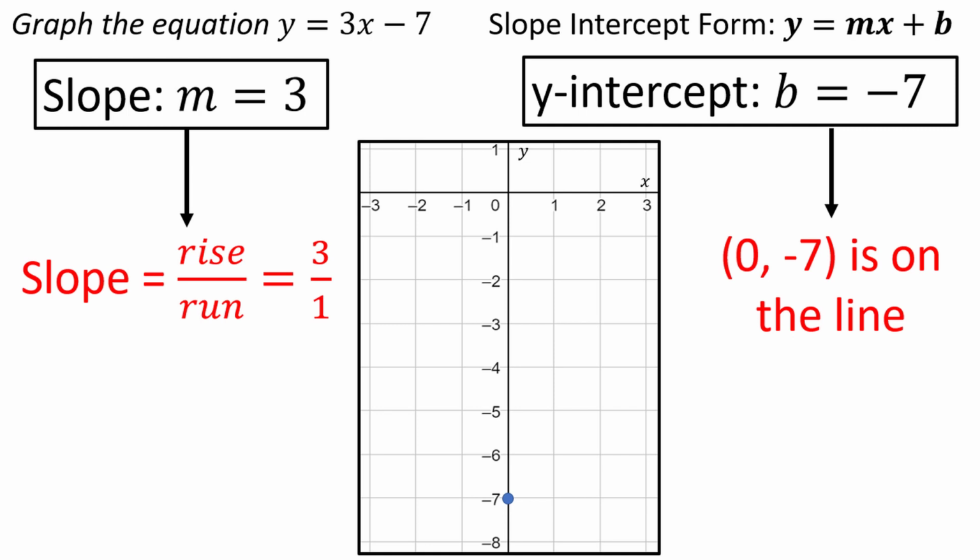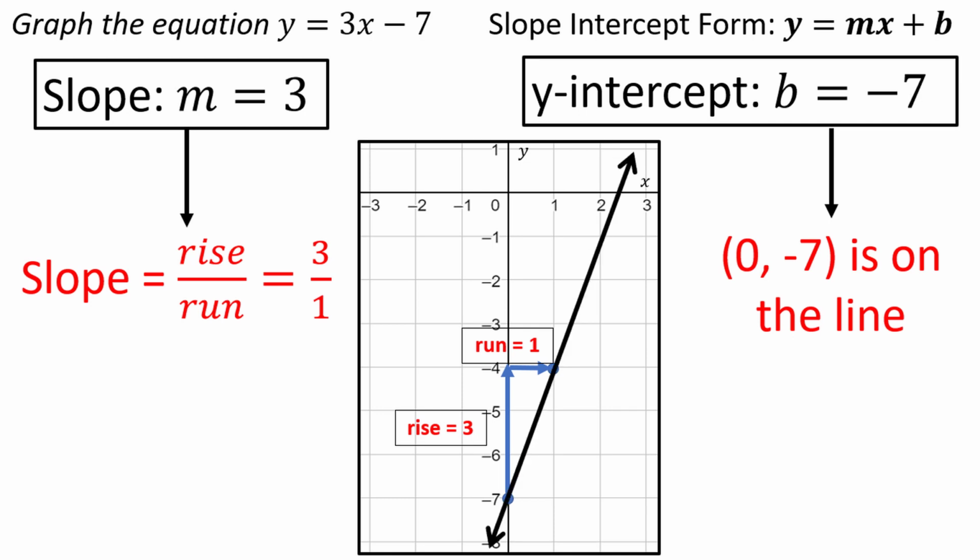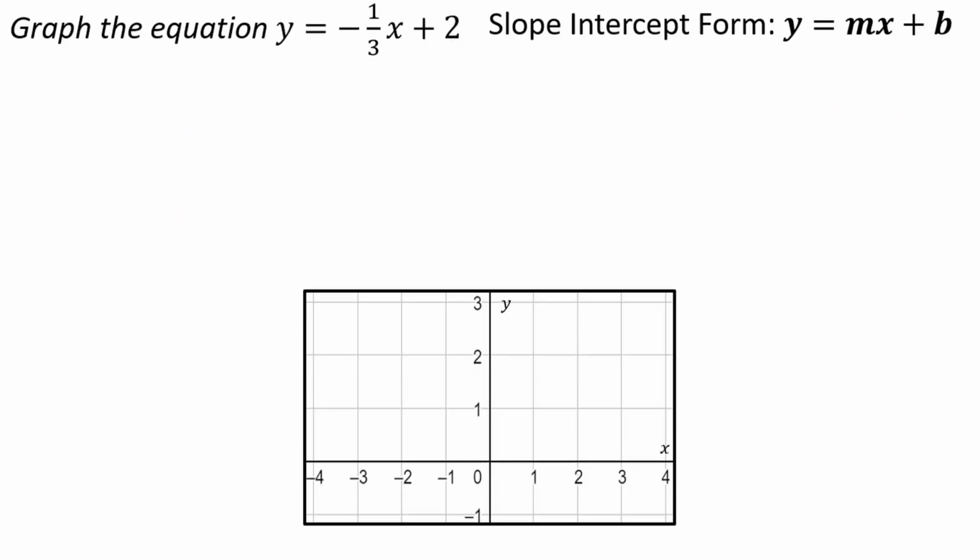3 is the same as 3 over 1, so we must rise 3 units up and then run 1 unit to the right to find an additional point on our line, which ends up being (1, negative 4). Now we can draw a line through the 2 points to complete our graph. Let's try graphing another equation.